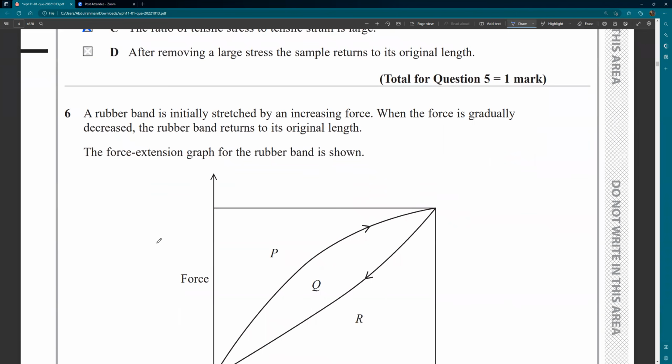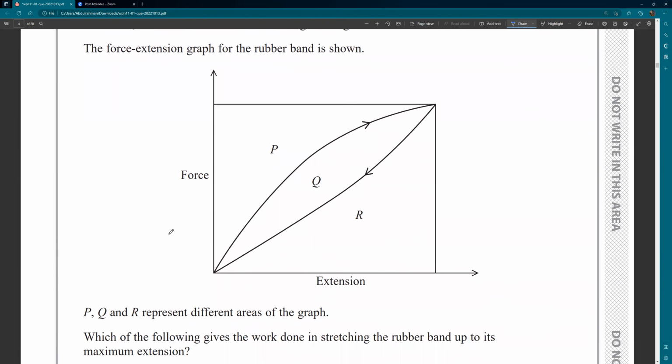A rubber band is initially stretched by an increasing force. When the force is gradually decreased, the rubber band returns to its original length. The force extension graph for the rubber band is shown. P, Q, and R represent different areas of the graph. Which of the following gives the work done in stretching the rubber band up to its maximum extension? Well, the work done is the area under the graph. So if you have a force extension graph, the work done will be the area under the graph.